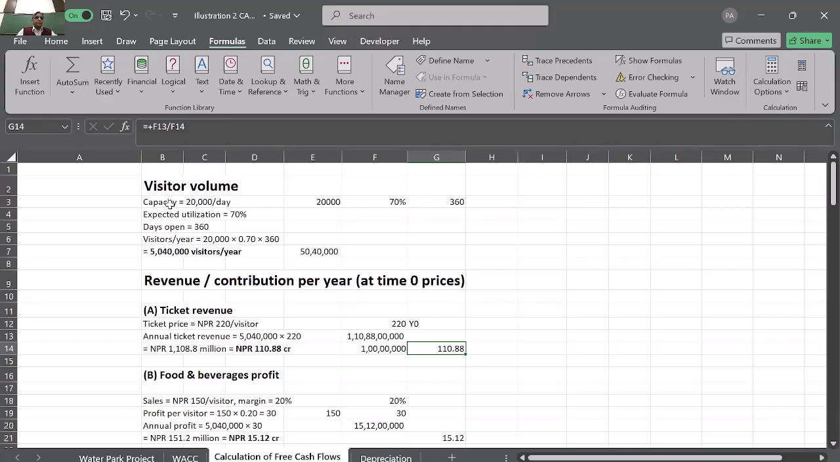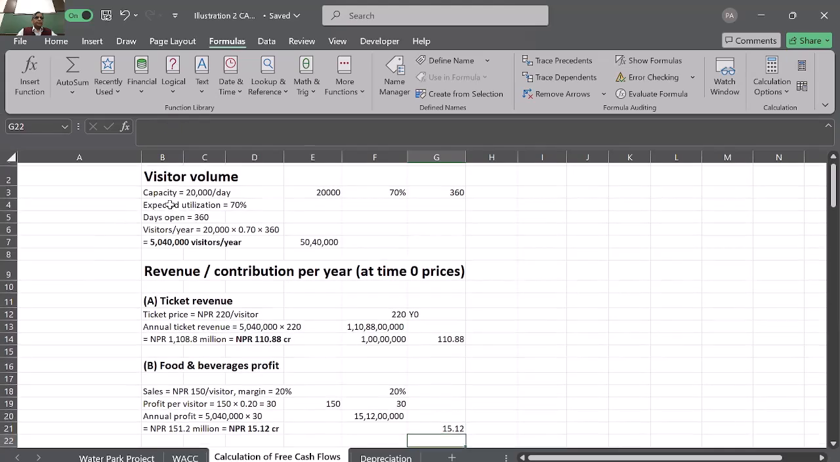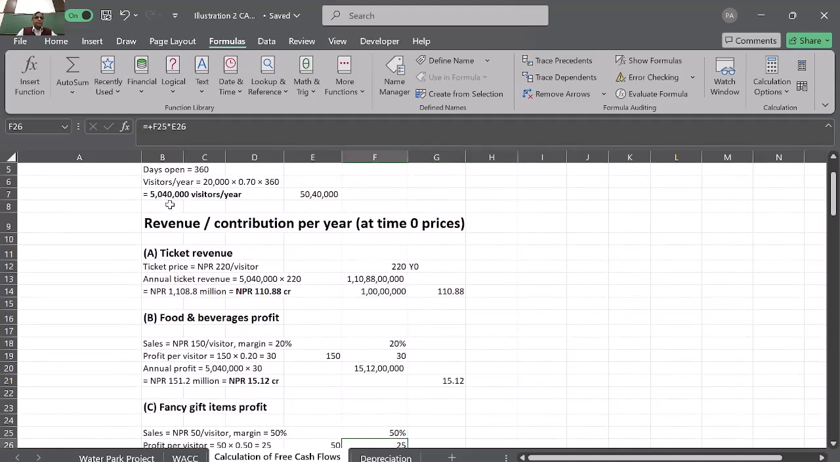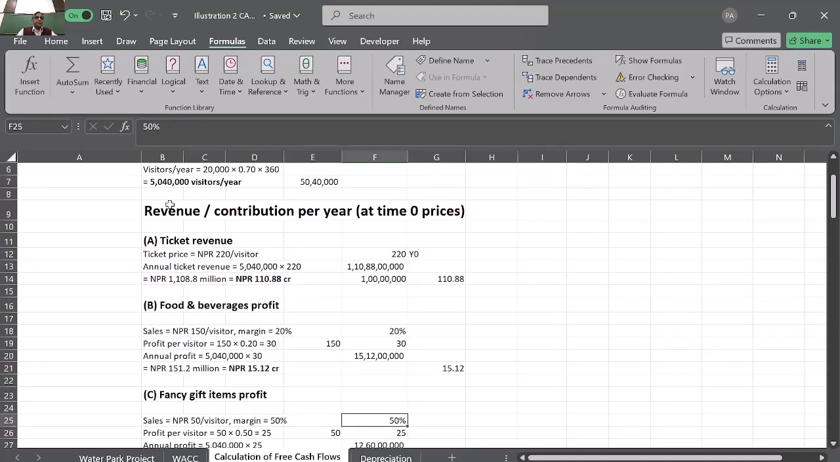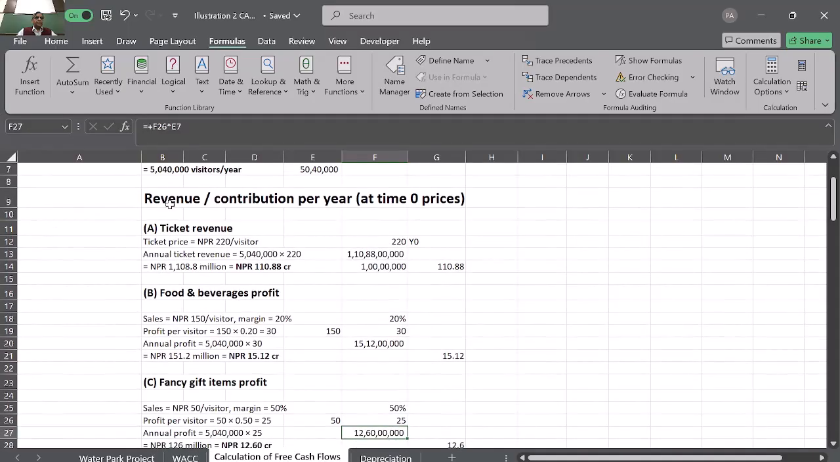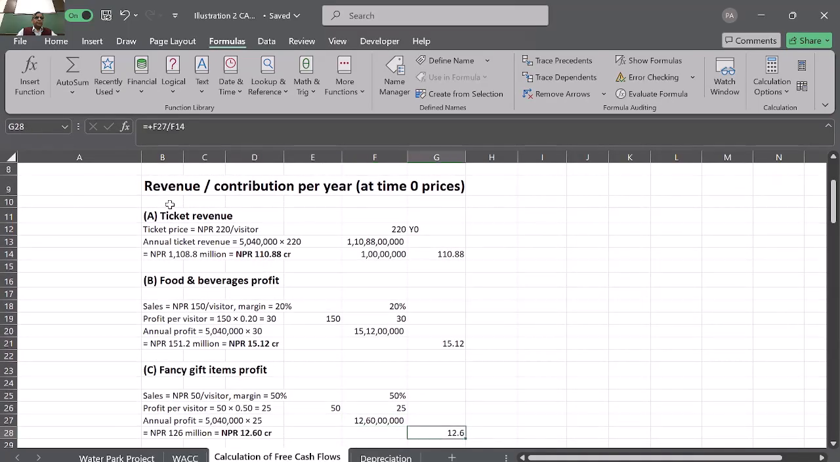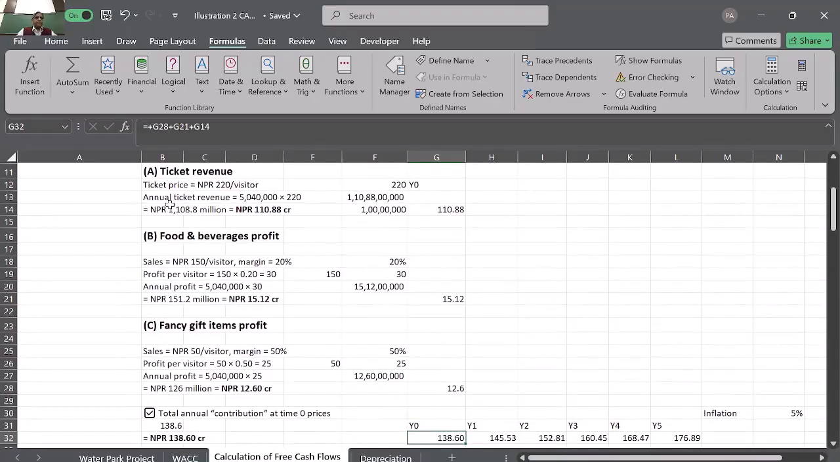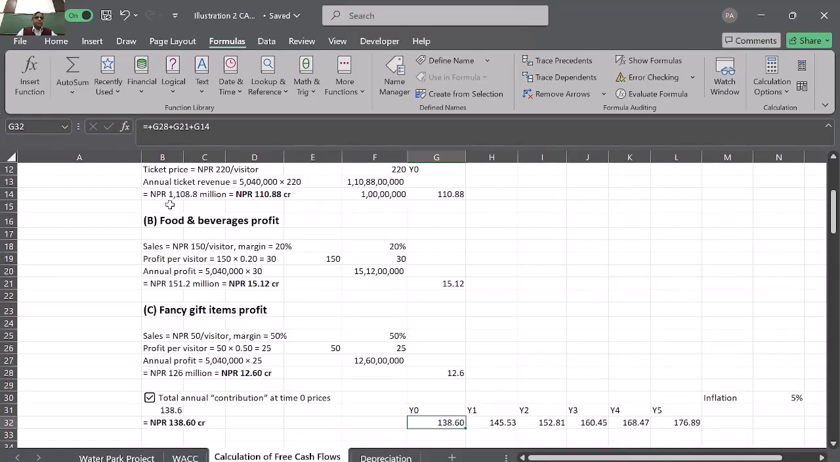So which is 110.88. Is that okay? Then food and beverages. Food and beverages was how much? 150 and 20% was the margin. So that means 30 rupees will be the profit multiplied by the number of visitors. So we'll have 15.12 crores as revenue from food and beverages. Then we have fancy gifts. The fancy gift is 50 bucks, 50% is the profit. So 25 rupees multiplied by the number of visitors, making it 12.6 crores in crores. So my total revenue in year 0 will be 138.6 crores.